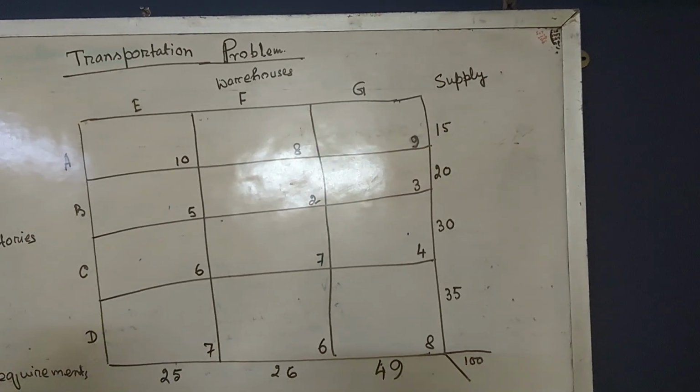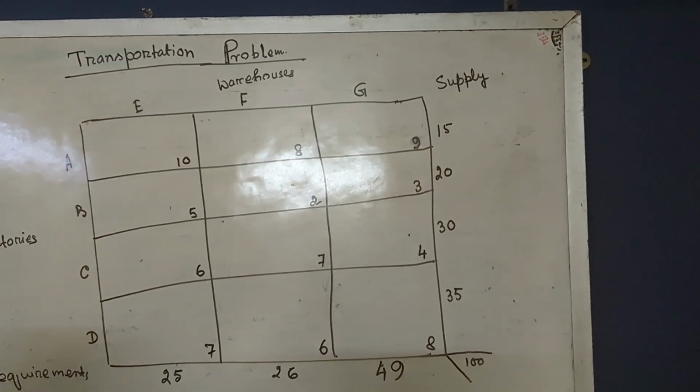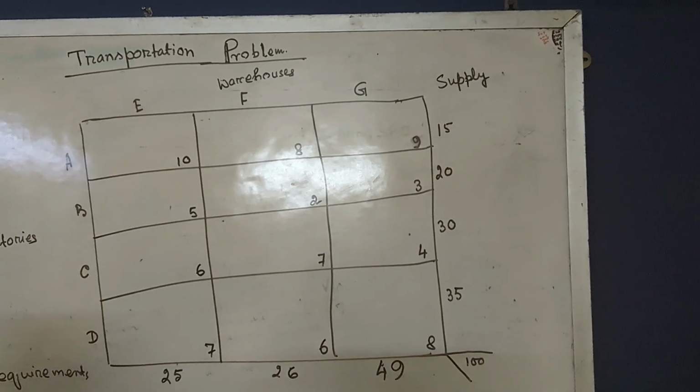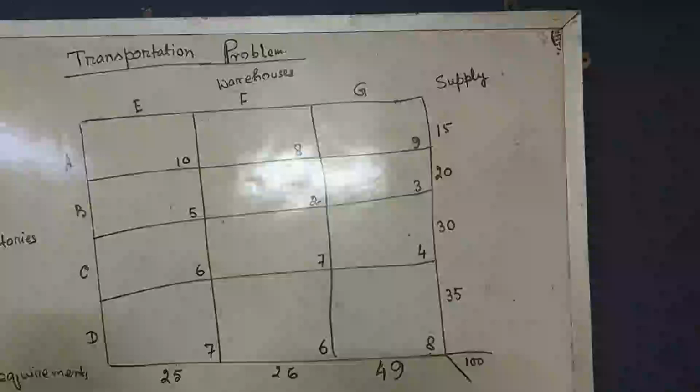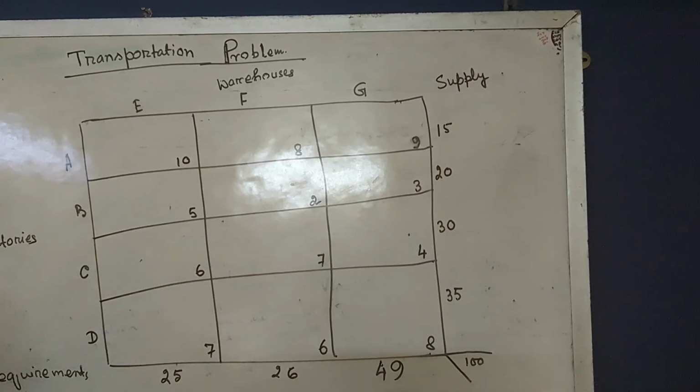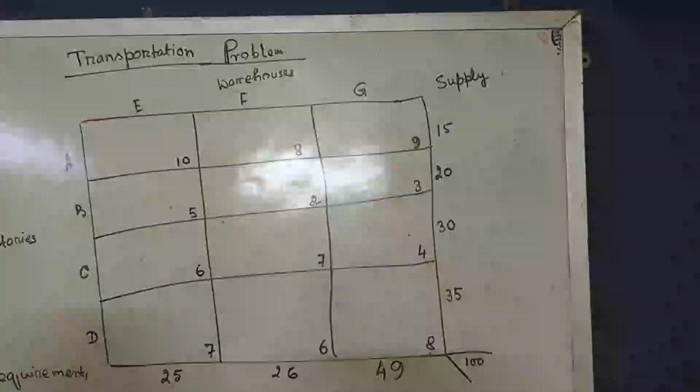Today I'm going to discuss the transportation problem. First of all, I'm going to discuss how to find out the basic feasible solution. Actually, the transportation problem is solved in two steps. First, you have to find out the basic feasible solution, and after that, you have to optimize it. Now, I'm going to discuss how to find out the basic feasible solution.